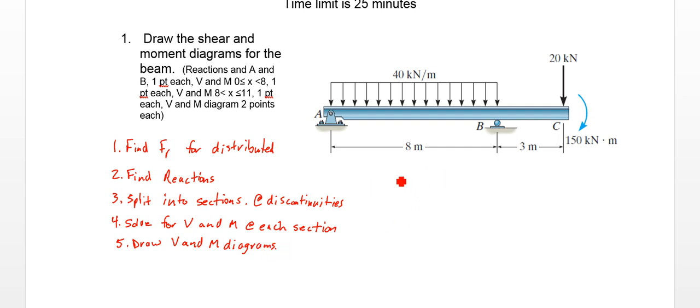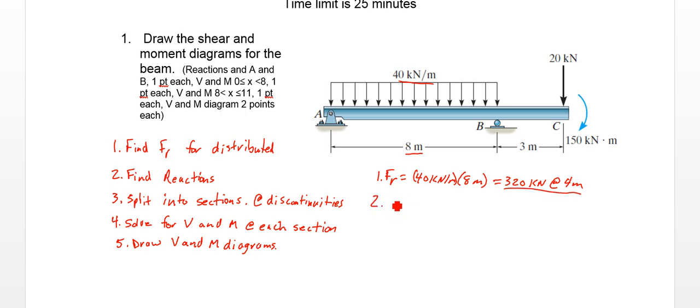So I'll come over here on the right side and start with step 1 just to make sure I have enough room here. So our distributed load, we have 40 kilonewtons per meter acting over 8 meters. So FR equals 40 kilonewtons per meter times 8 meters. It's a nice rectangular constant distributed load. So that's going to be 320 kilonewtons acting at the midpoint of this 8 meters, so 4 meters. So we've got that section there.